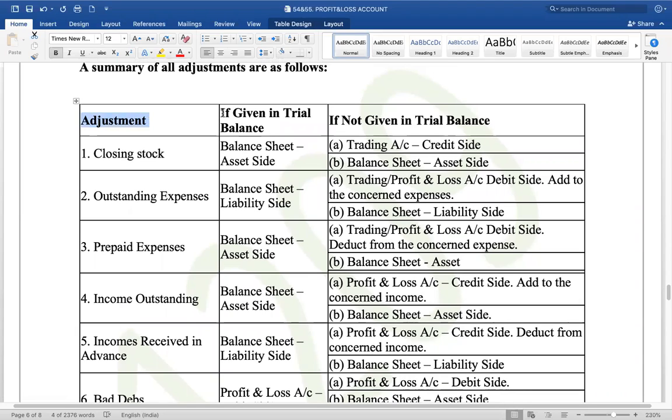Adjustment. If it is given in the trial balance, what you should do. If it is not given in the trial balance, what you should do. If it is in the trial balance, this is the adjustment that you give. If it is not given in the trial balance, then these are the adjustments that you have to give. Number 1, closing stock.